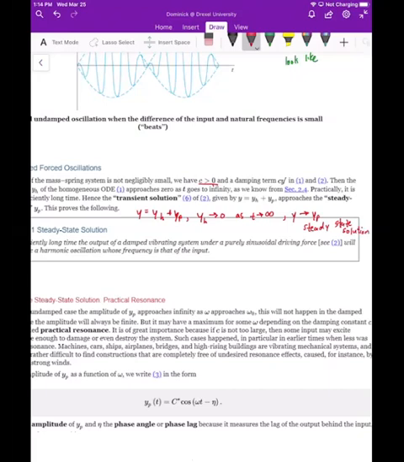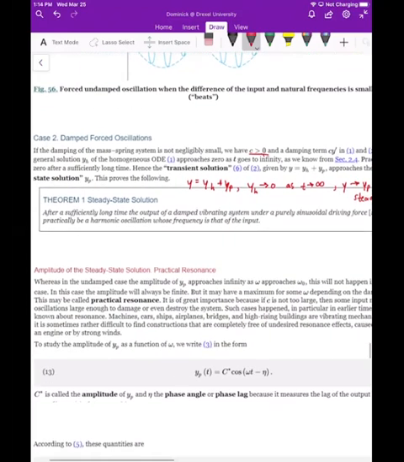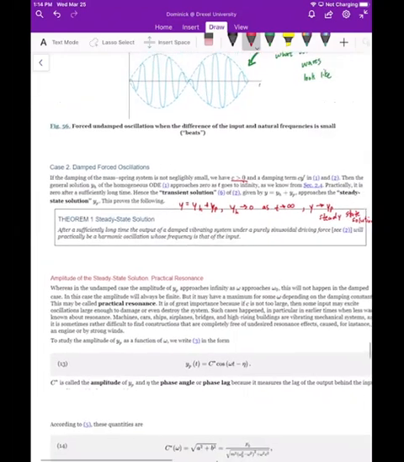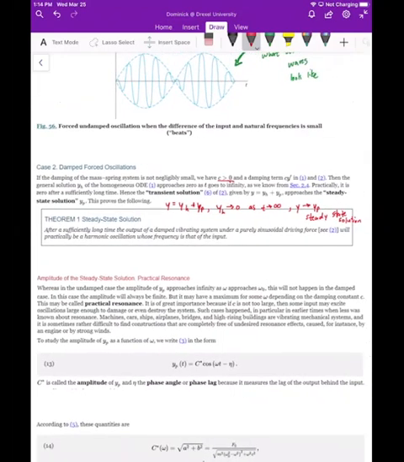Right, so after some time, because of the damping, you're going to settle into some sort of fixed state after some point, right? And that's what this theorem says: after a sufficiently long time, the output of a damped vibrating system under some sort of sinusoidal driving force will be a harmonic oscillation whose frequency is whatever the input is, right? Because your homogeneous solution is going to eventually decay to a point where it's not affecting your input oscillation.